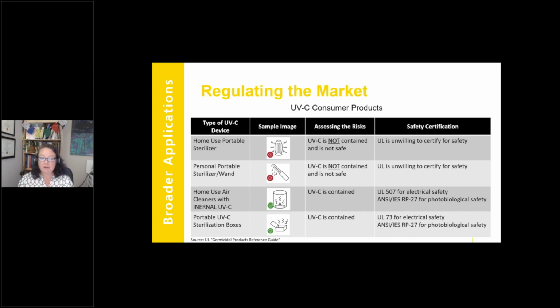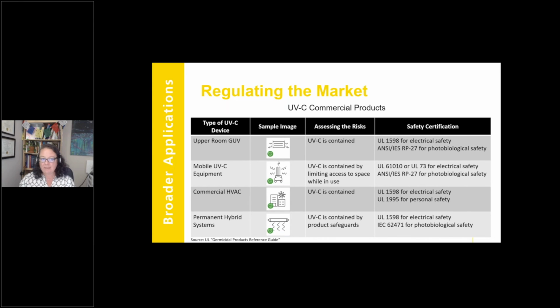The first two rows shown here, the home use personal UVC sterilizer and UVC wands, are an interesting piece. UL is essentially unwilling to certify those devices for safety because they don't contain the UVC and typically don't have enough in the way of safeguards. I don't know about you, but my social media targeted ads have been full of these types of devices, which is concerning to say the least. The second two rows shown here are the applications we've talked about above, self-contained UVC sources that clean the air or clean devices that get put inside.